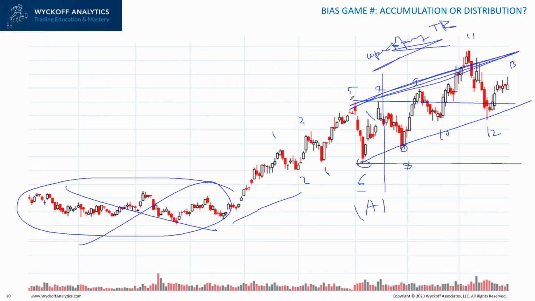And how would we label 5, 6, and 7 then, if this is phase A? As buying climax, automatic reaction, and secondary test. Okay, so then the area of 1, 2, 3, and 4 could be labeled as preliminary supply, right?